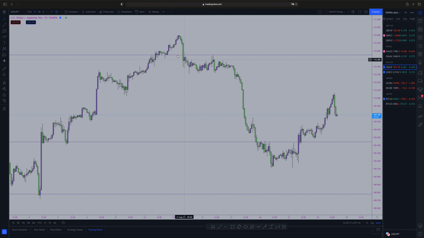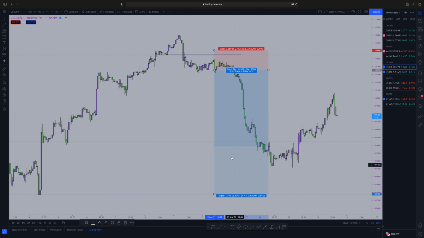Right here is where you have this hourly structure break. Boom. And then you have the retest, the lower high point with an engulfing. That's your entry. I think my targets is down here, like this. This is my TP. It's down here.